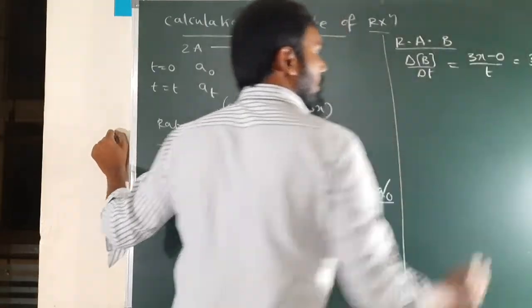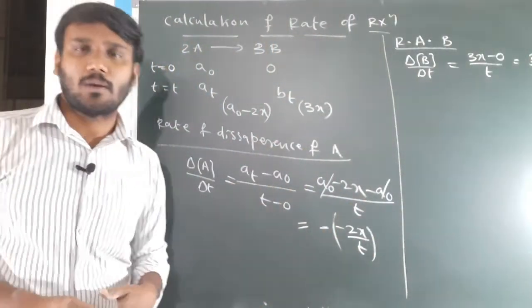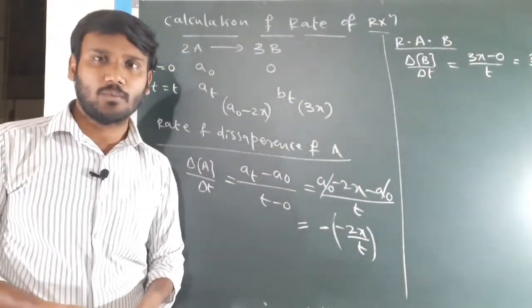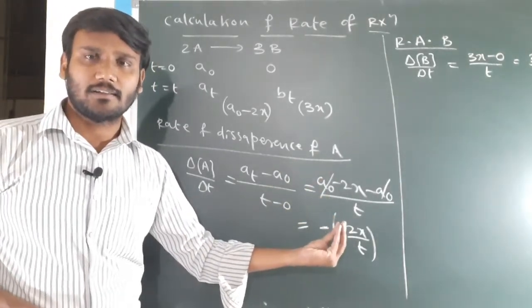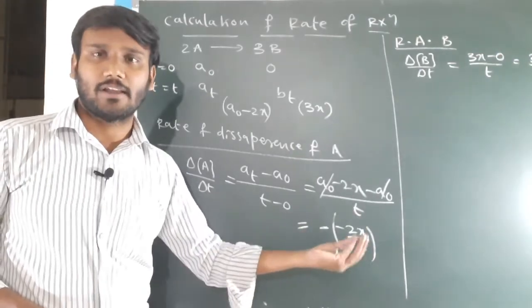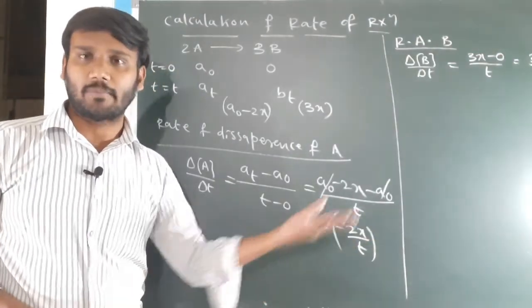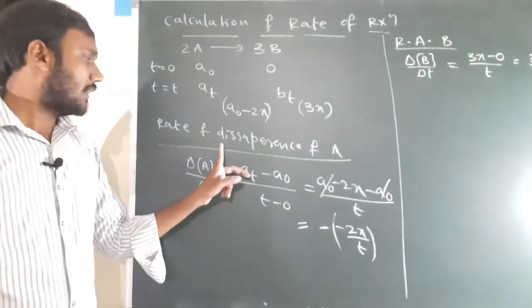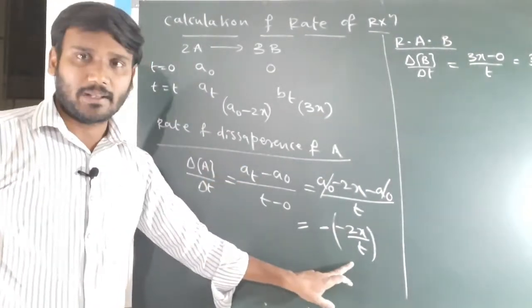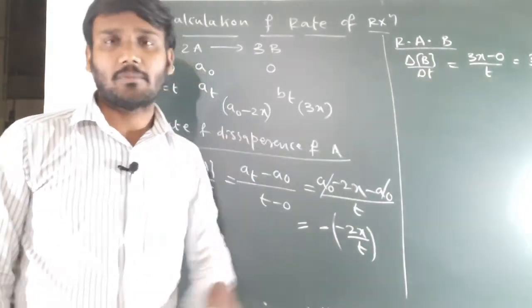3x by T. But before that, when you are taking 1 mole of the reactant and 1 mole of the product, we can understand that the decrease in the concentration of the reactant and the increase in the concentration of the product will both be the same, X by T. But it is not possible here. Let us see here. Rate of disappearance of A is what? 2x by T. Rate of appearance of B is what? 3x by T. But it is not equal.